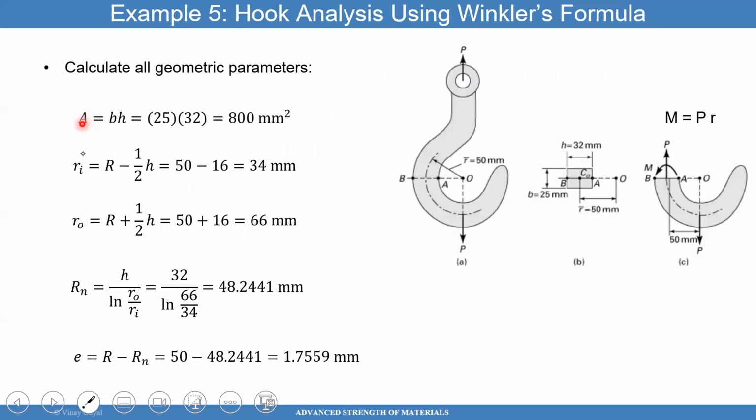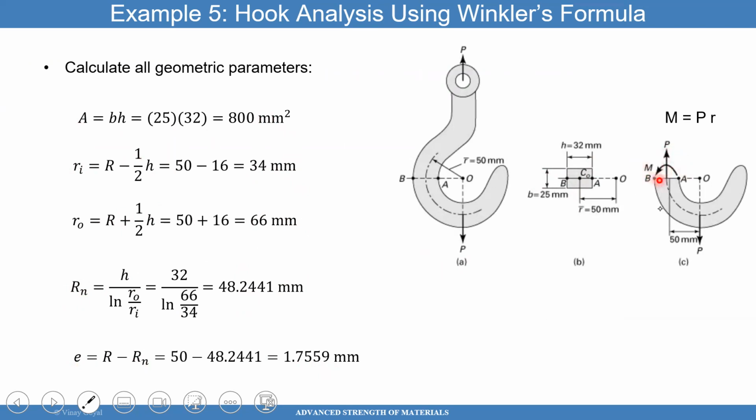So again, calculate all the different values. A, Ri, R naught, Rn came from that table. Remember, we talked about that, and the cross section is given to you. And then you can calculate the distance between the central axis and the neutral axis. So just calculate the geometry first, all the information for that.